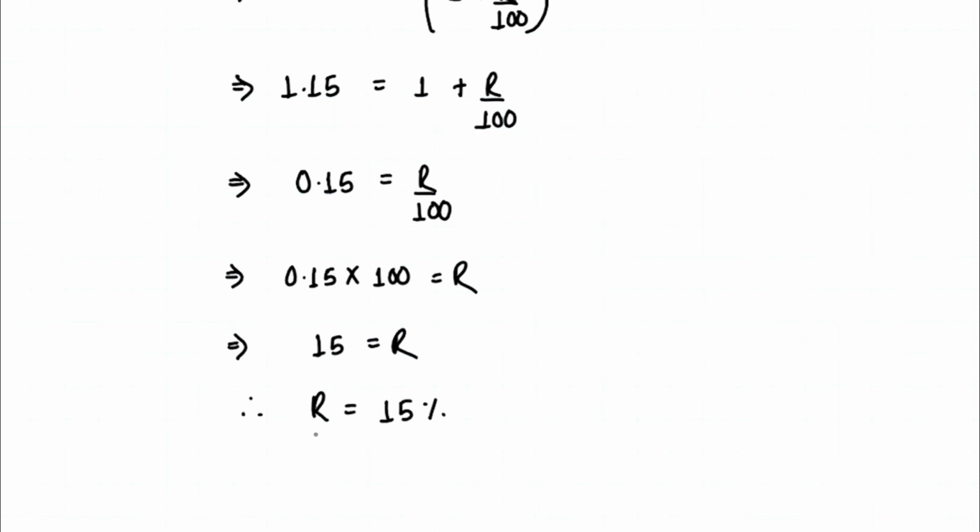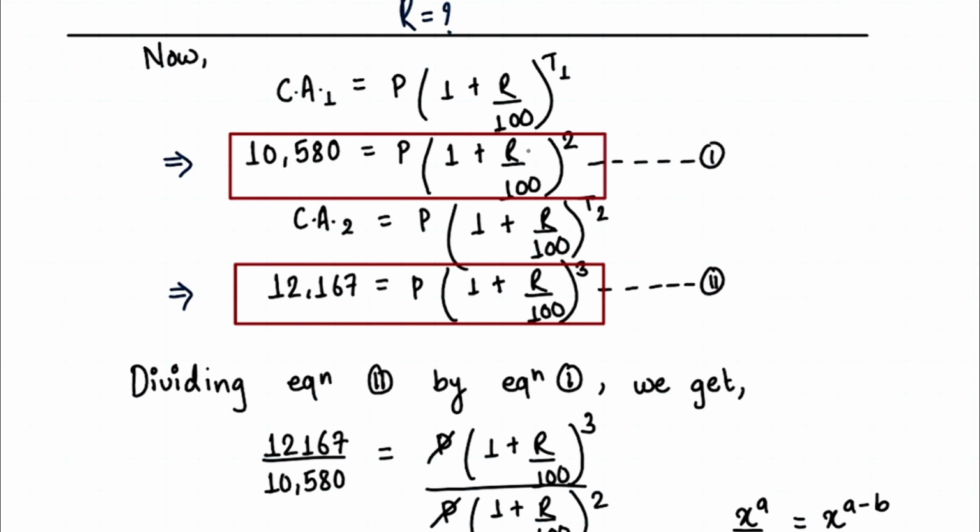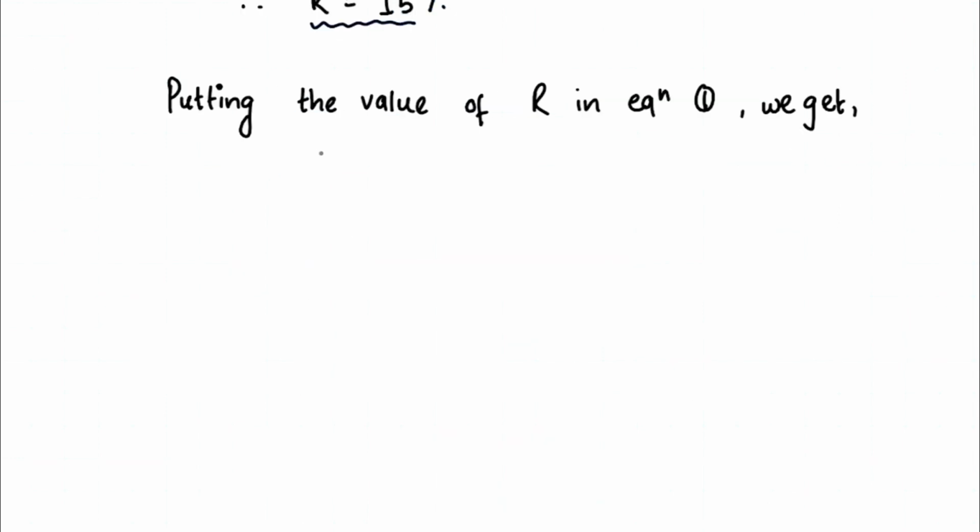Now, for the principal, we can easily find the value of p by putting this value of r in one of our equations. So we can find the principal by putting the value of r either in our first equation or our second equation. I'm going to be choosing our first equation because the numbers are small here, so it will be easy for me to do the calculation, okay? So putting the value of r in our first equation, we get, so our first equation was 10,580 equals to p bracket 1 plus r divided by 100 whole square, right?